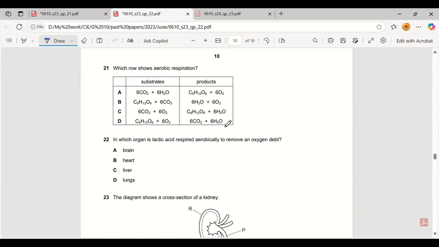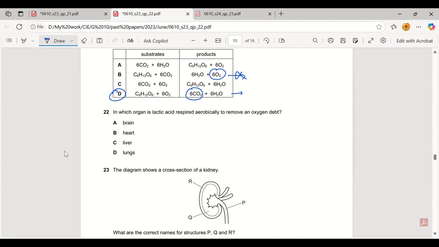Which row shows aerobic respiration? Michelle. Yes. Be careful, anyone who looks at this one would say it's this one. No. This is oxygen. This is carbon dioxide.